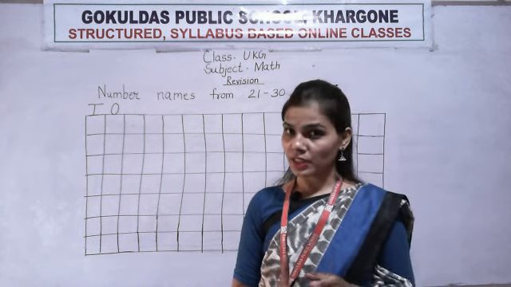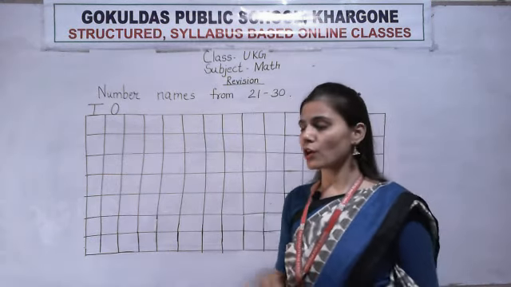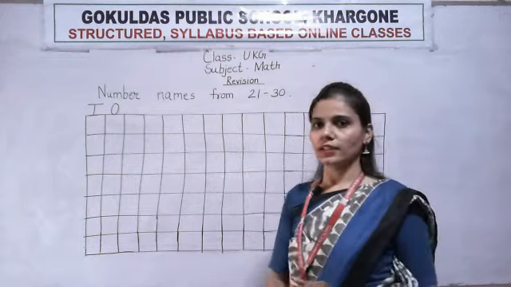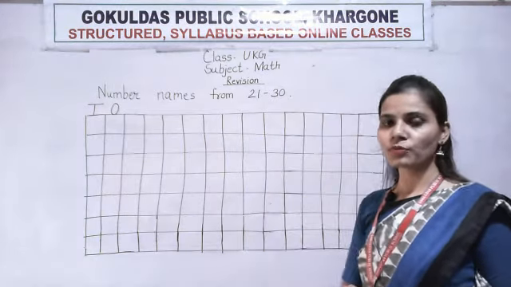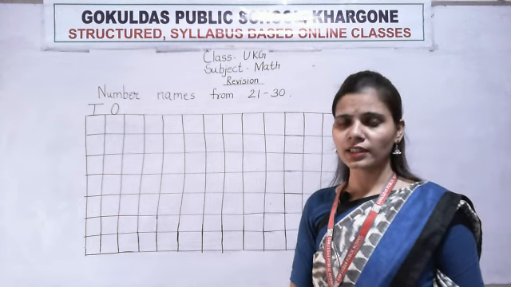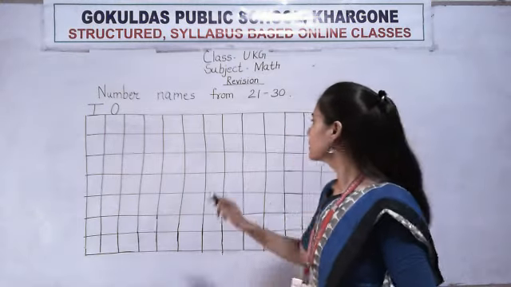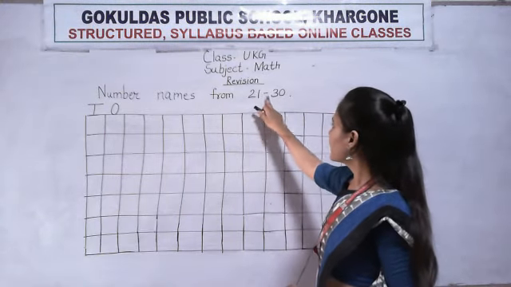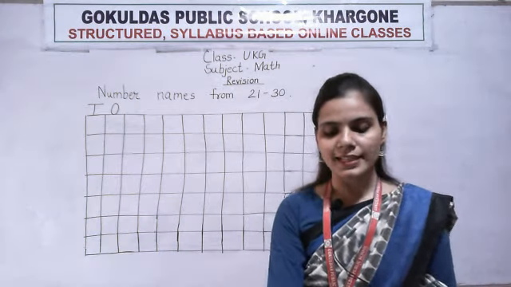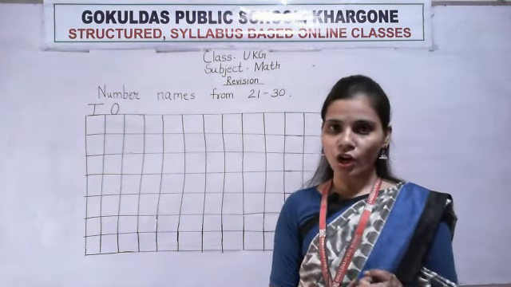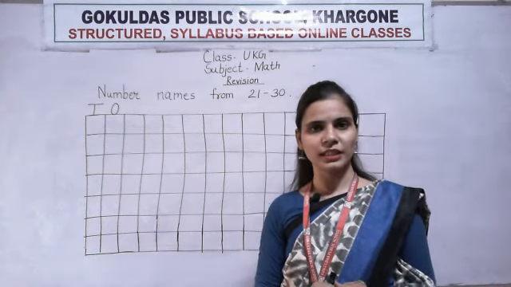In your previous session you learned number names from 21 to 30. Yes or no? You learned the spelling. Now again we will write numbers from 21 to 30. So are you ready? Let's start with me. Take out your notebook, pencil and eraser and write with me.